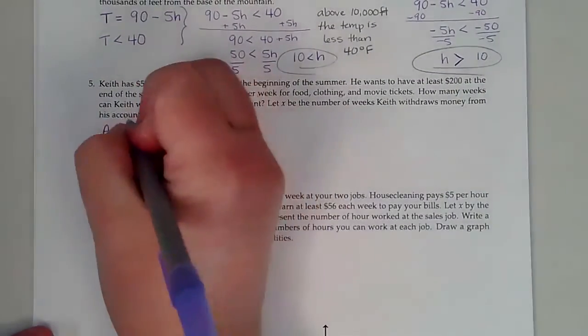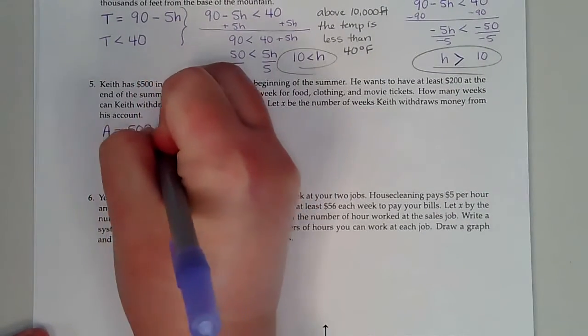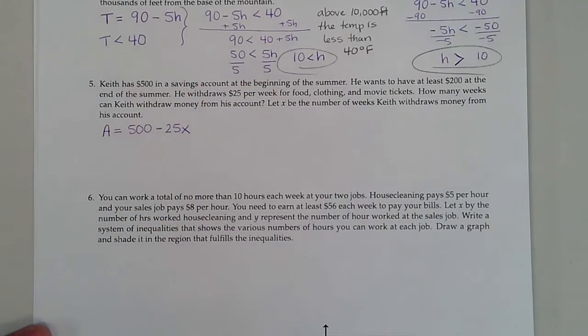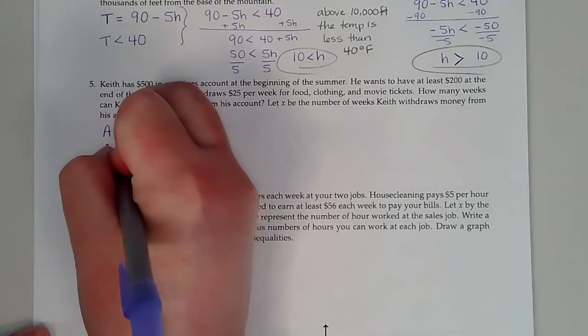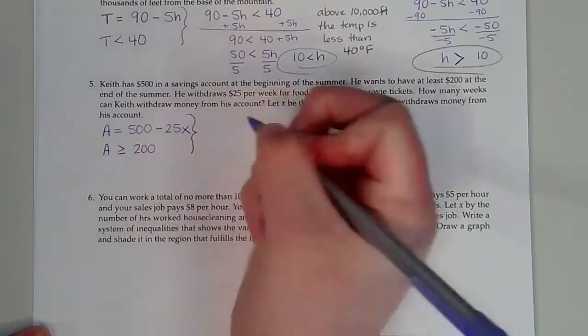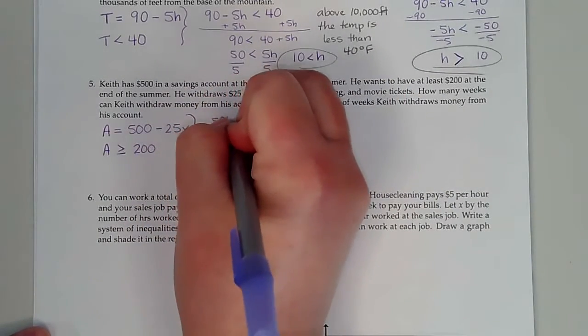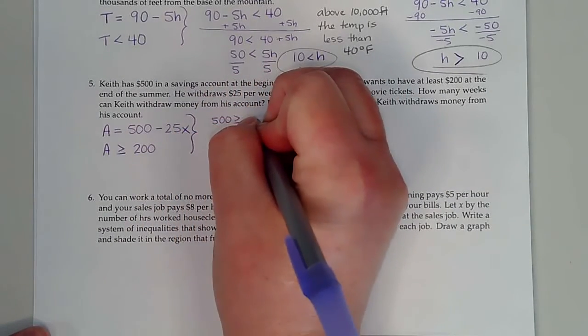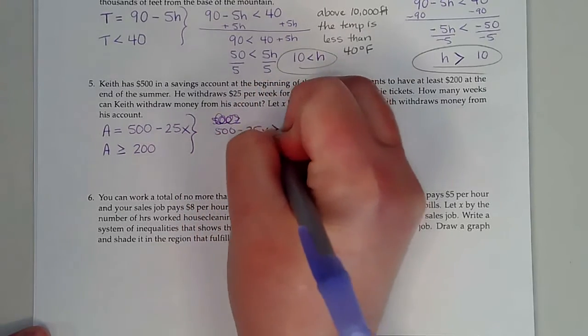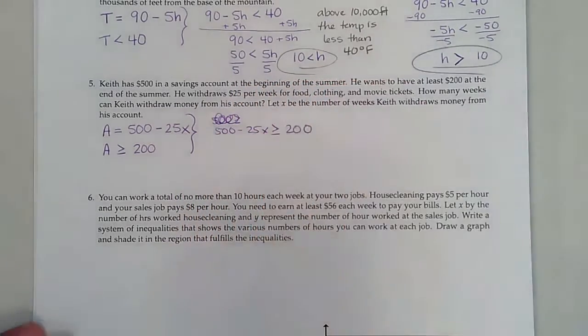So he's starting with $500, and he's going to take out $25 per week. So I have 500 minus 25x, and then we know the amount that he wants to have left at the end of the summer needs to be greater than or equal to 200. So we can put this together, and we get 500 minus 25x, better get that whole part in there, is greater than or equal to 200. I would love for you to pause the video, see if you can solve that on your own, and then we'll come back and take a look.